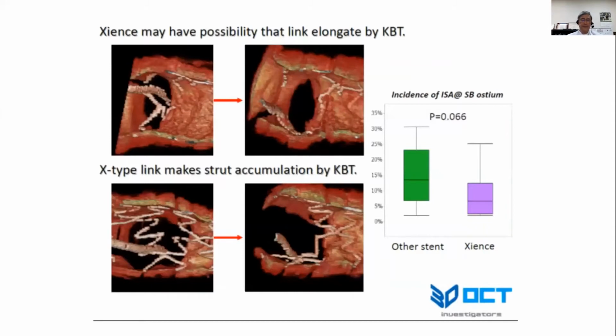This is an example of a Giant stent implanted. The stent link is here, and after KVT, the stent link elongated and adjusted like this, and the jailed monopole strut disappeared. Below is a peak to peak type link stent. After KVT, the jailed monopole strut still remains on this side. So Giant has a slightly higher possibility of link connecting to carina type, but a high possibility of removing the jailed strut.